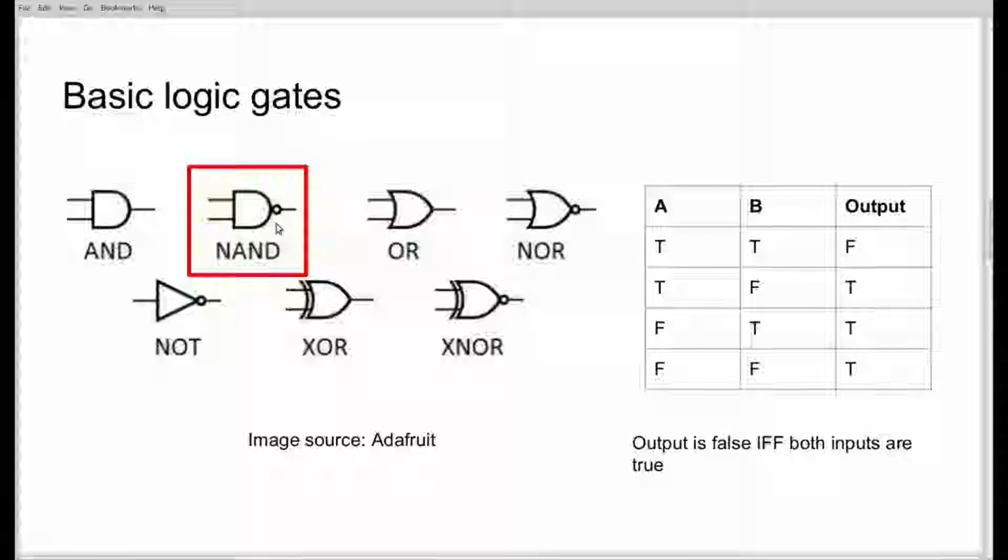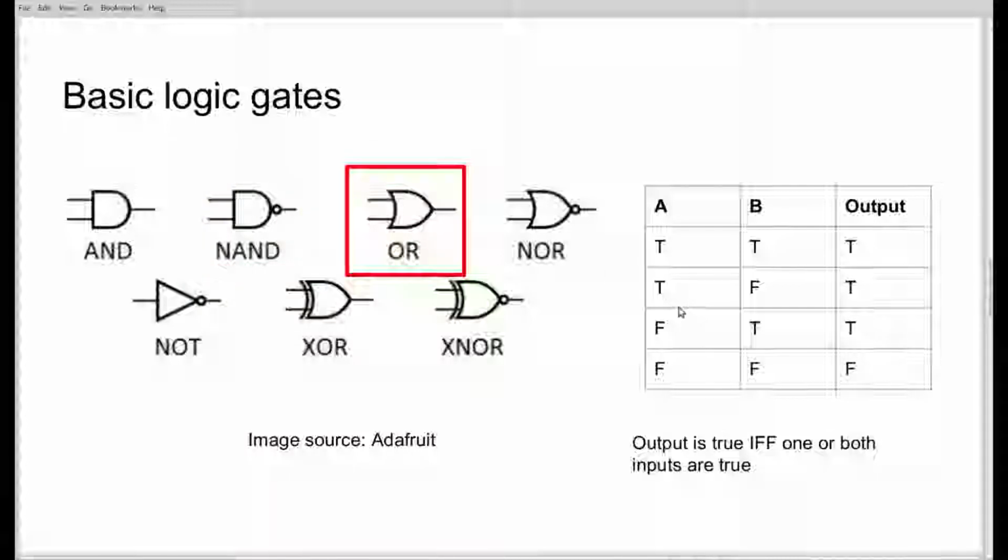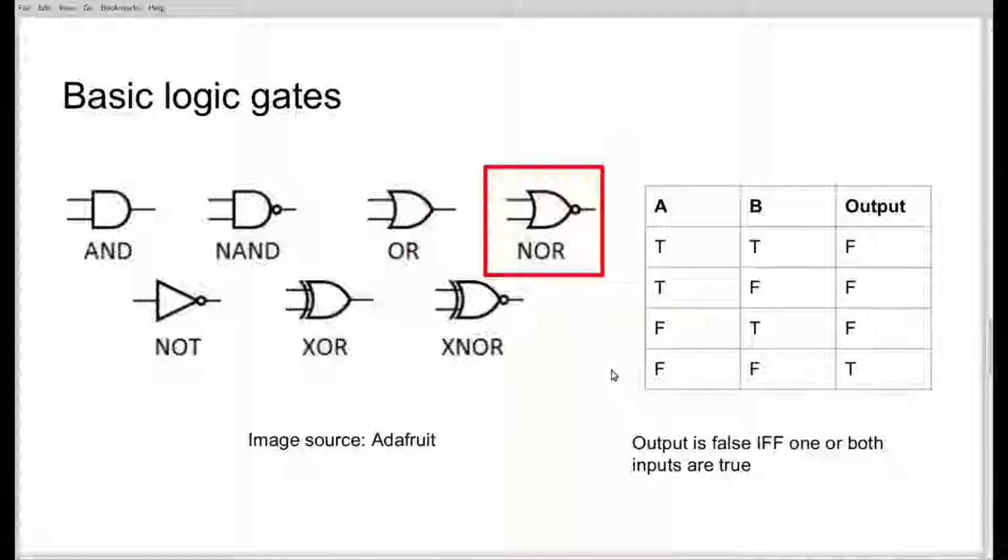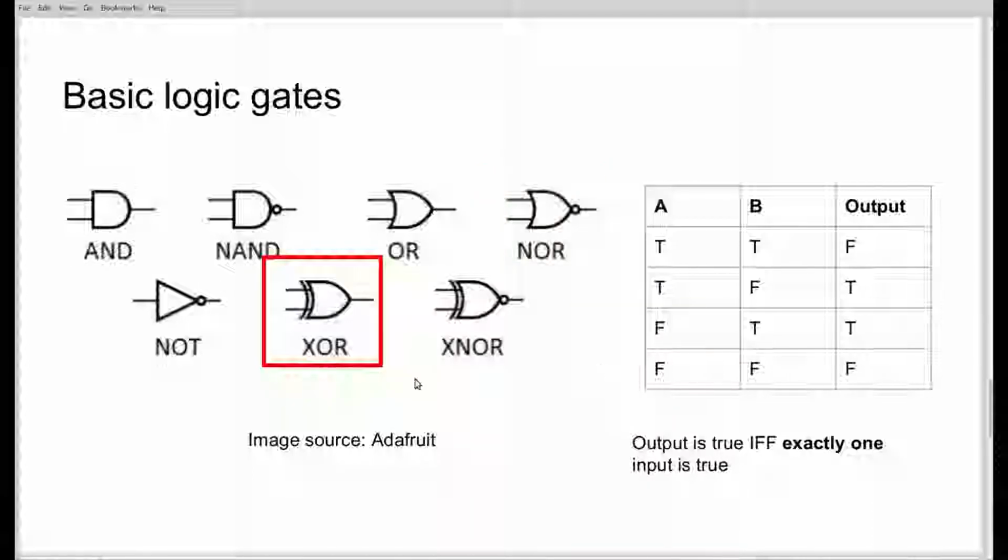That basically means inverted. The OR gate is a gate where the output will be true if either of the inputs to the gate are true, and the output is false only in the case where both inputs are false. The NOR gate is the inversion of the OR gate, so the output is true only in the case where both inputs are false, and so if either input is true, then the output is false. The exclusive OR gate is one where the output is true if exactly one of the two inputs is true, and it's false if either both inputs are true or both inputs are false.